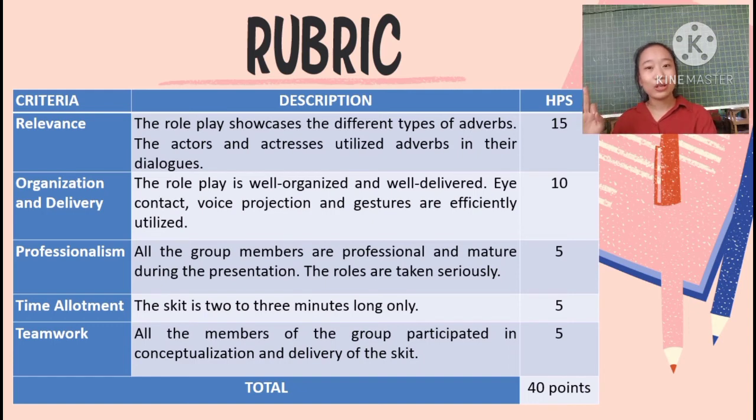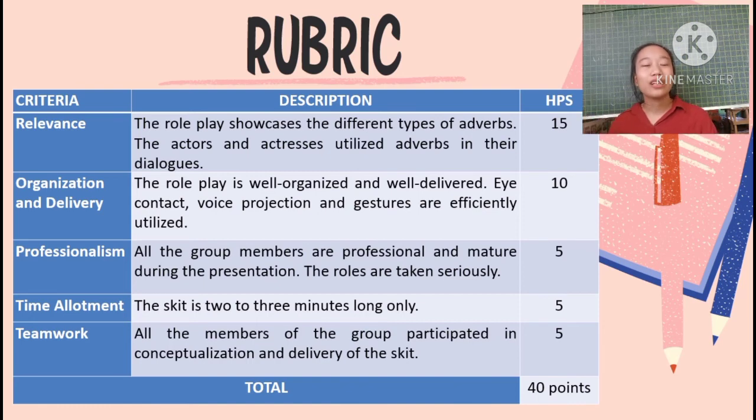Okay. For the third criterion, we have here professionalism. So kindly read, Miss Anna. Okay, very good. So in this criterion, you are expected to act professional and mature. So you should also embrace your role with seriousness. So this is equivalent to 5 points. I hope that's clear. Okay, very good. So for the fourth criterion, we have here time allotment. So as asked by one of your classmates earlier, this role play should be up to 2 to 3 minutes only. Okay, I repeat, it should be 2 to 3 minutes long only. Is it clear? Very good. So this criterion is equivalent to 5 points.